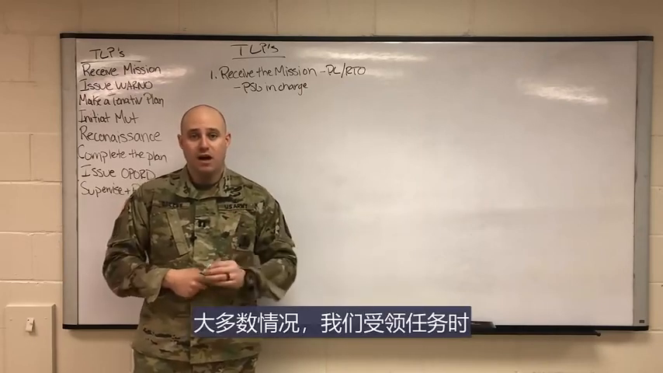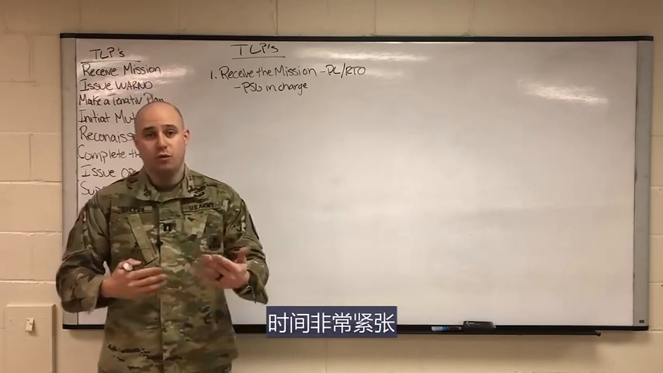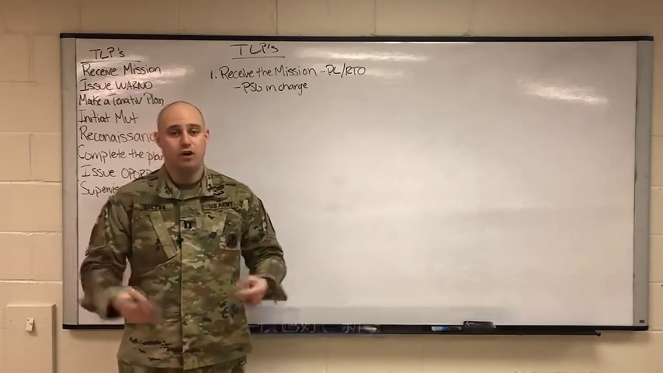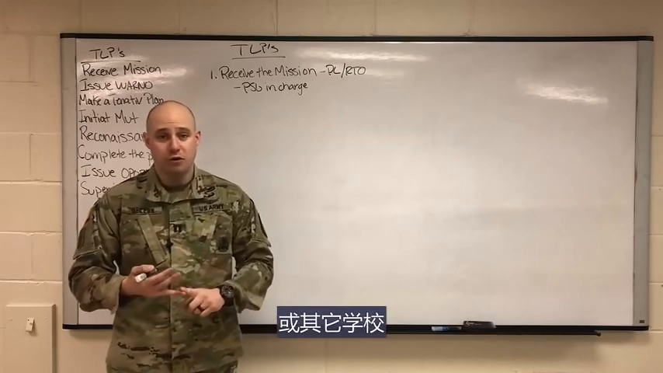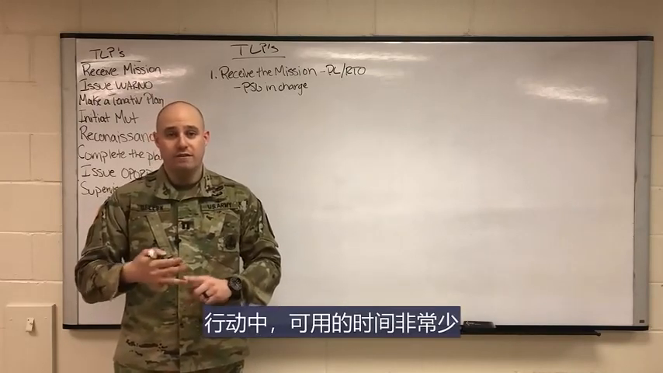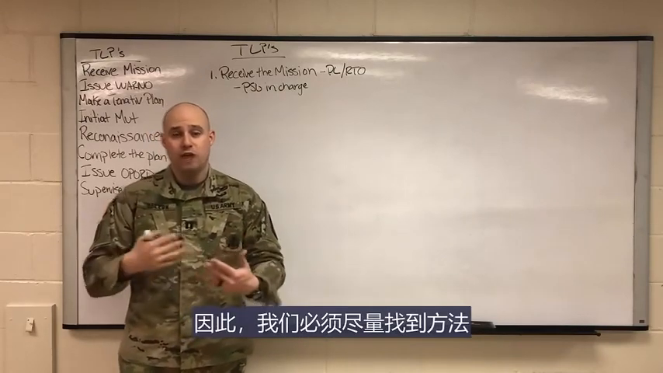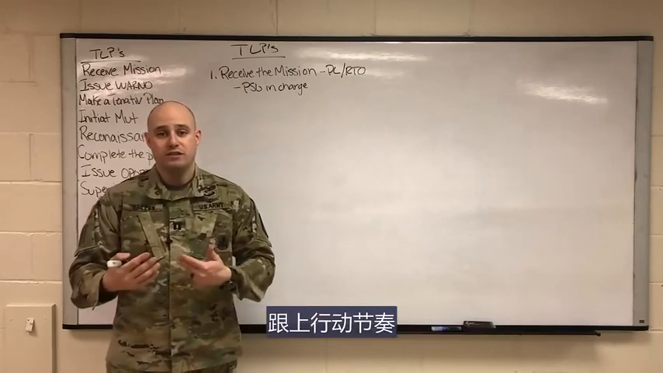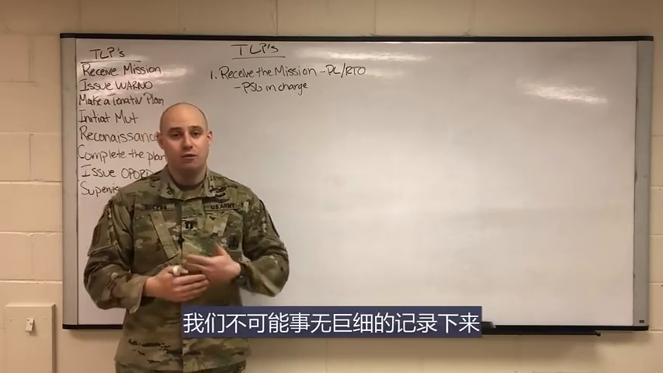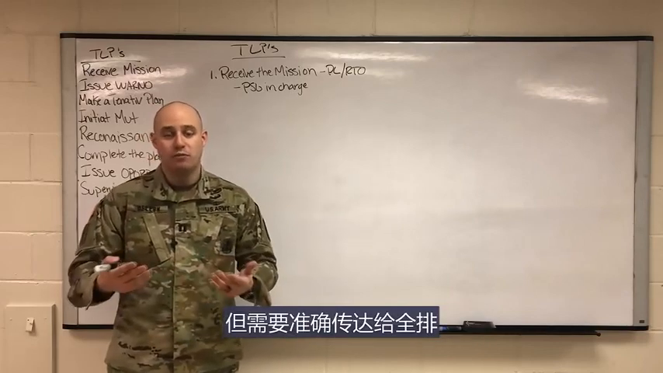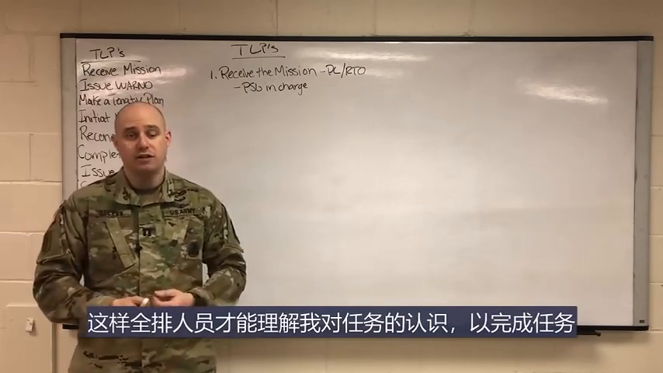A lot of times when we're receiving a mission, we're about to go execute something, and we're on a very, very tight timeline. Whether you're in Ranger School, in Cadet Command Advanced Camp, or in some type of school where you're running operations, you're going to have a very short amount of time. Tight time constraints, right? So we have to find ways to hastily work through this operations order process. It's likely that we're not going to be able to write everything down, but we need to be able to brief it properly so that our platoon can eventually have understanding and accomplish our intent on the battlefield.